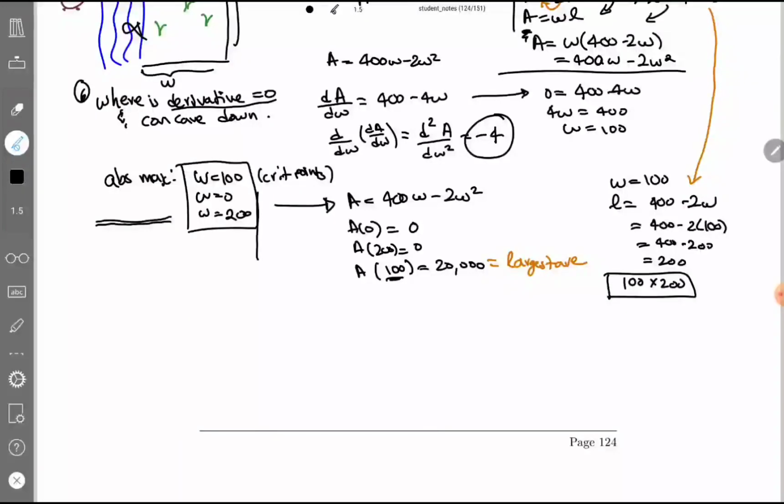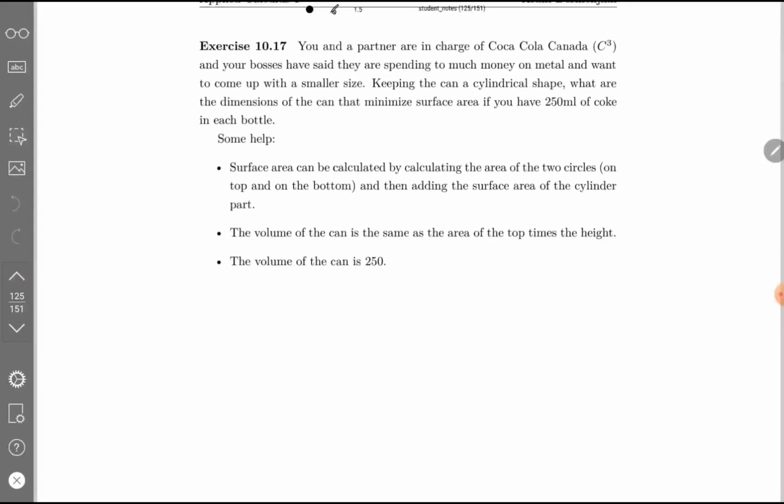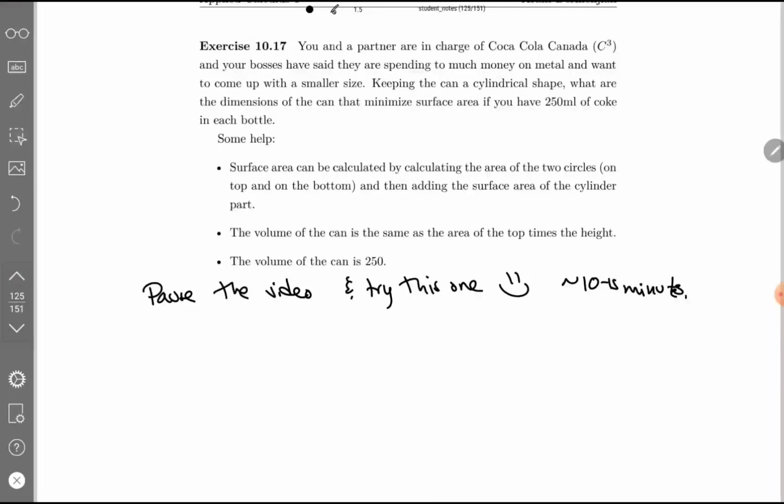I'll stop here in the sense that next you have another question to do the same thing. So I'll give you some time. You should pause the video and try this one. This should take a little longer, about 10 to 15 minutes. Then when you come back, I'll just finish this up in this video, and we'll end it for today so it's not too long, since this problem does take a while. So go and try it. Pause the video.